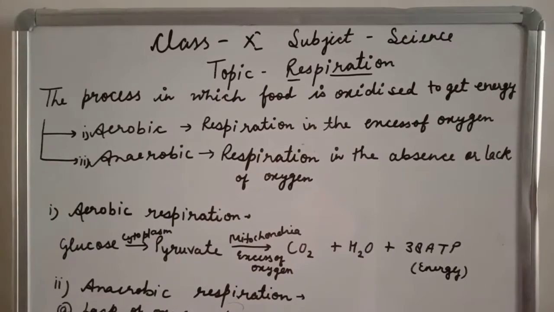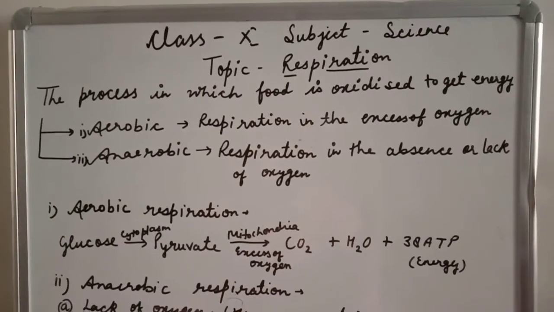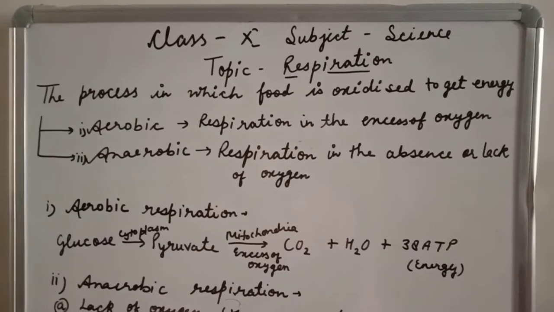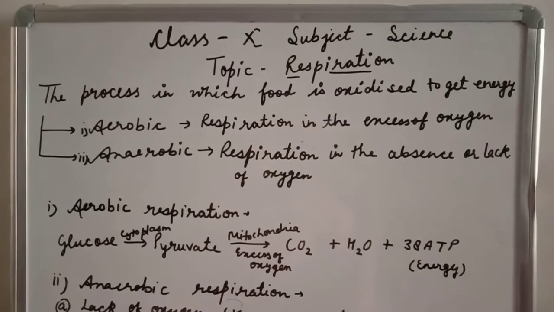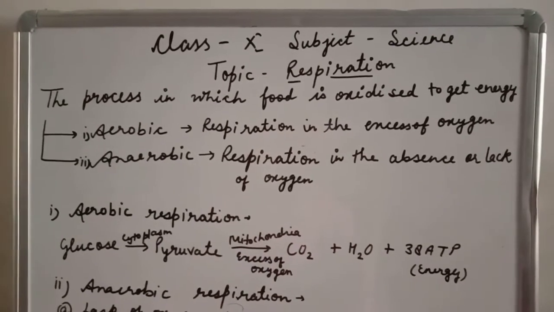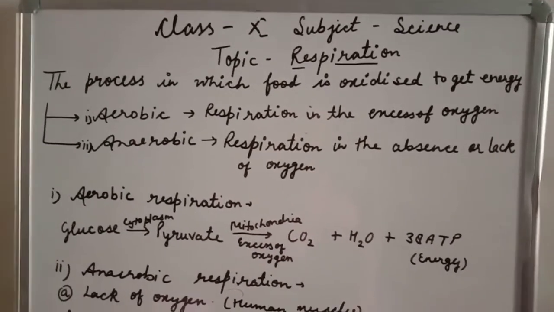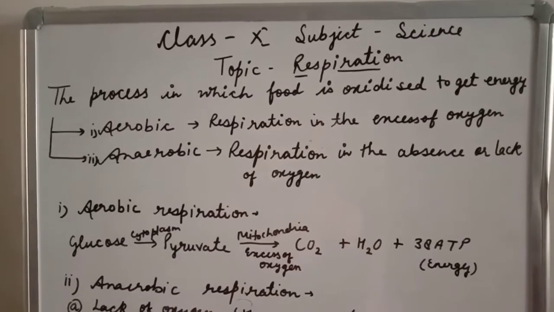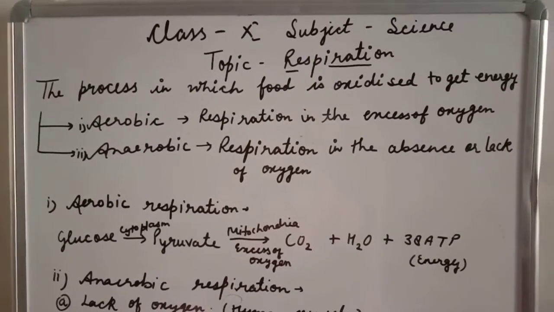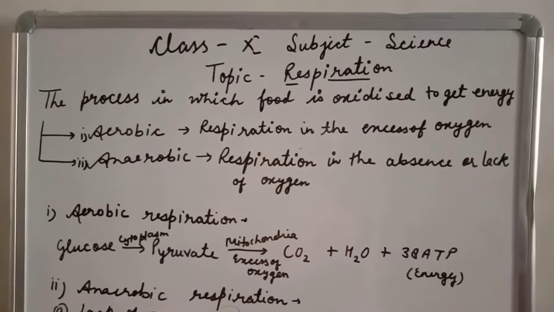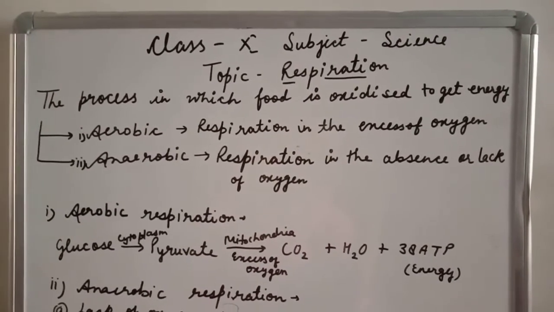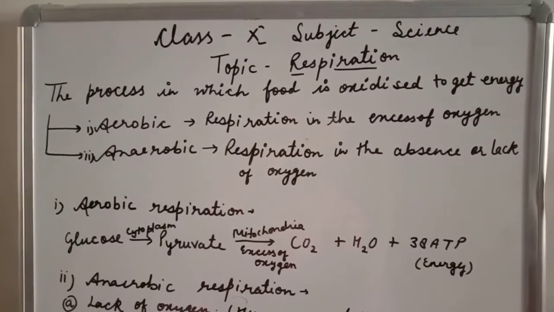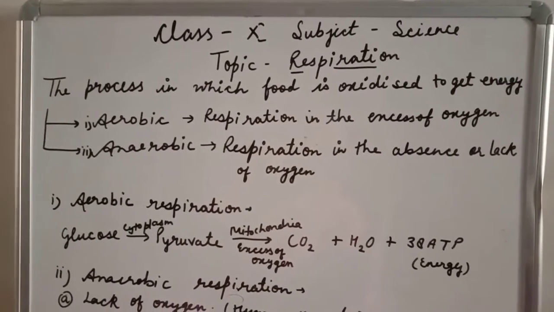Aerobic word आपने सुना होगा. We undergo many aerobic exercises. Aerobic exercises क्या होती हैं? जिनमें बहुत सारी ऑक्सीजन चाहिए होती है. Then this is also a type of aerobic. Aerobic respiration means the respiration which takes place in the excess of oxygen. जब बहुत सारी ऑक्सीजन हो, जैसे कि ह्यूमन बींग्स के हमारे पास है, we undergo aerobic respiration.